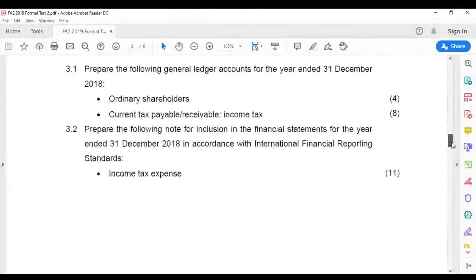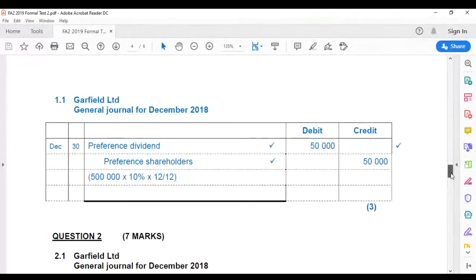So let's have a look what that journal entry is going to look like. I've just displayed it in blue here. So on the 30th of December 2018, we would have debited preference dividend, as you've said. We would have raised the liability towards the preference shareholders. They represent the liability. And the amount, as we've said, 50,000 rands. And how do we calculate that? It is 500,000 rands, the value of the shares in issue, multiplied by the coupon rate or dividend rate of 5%.